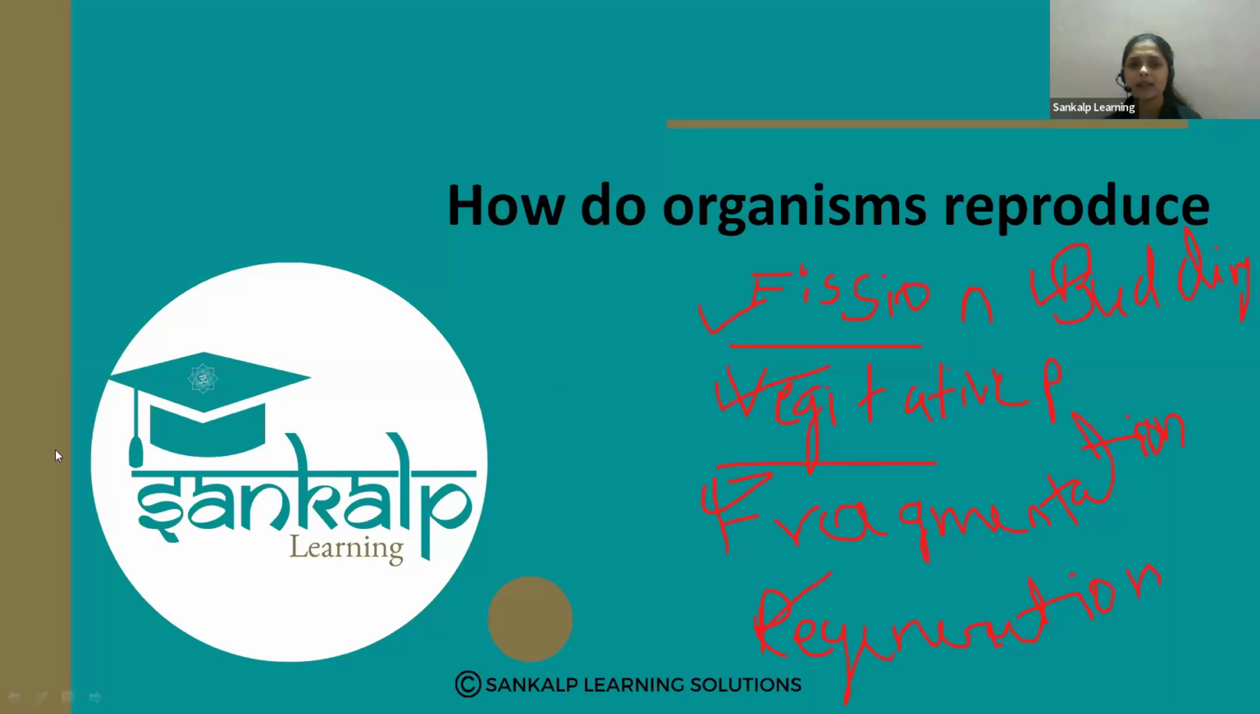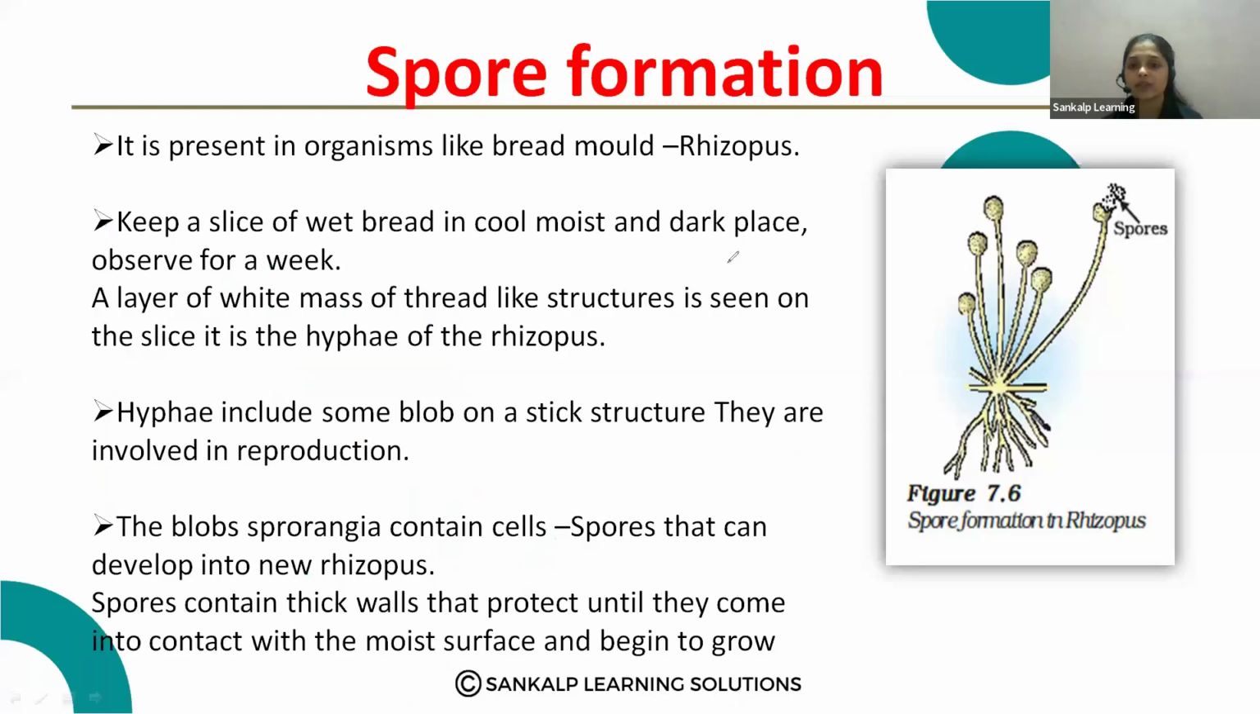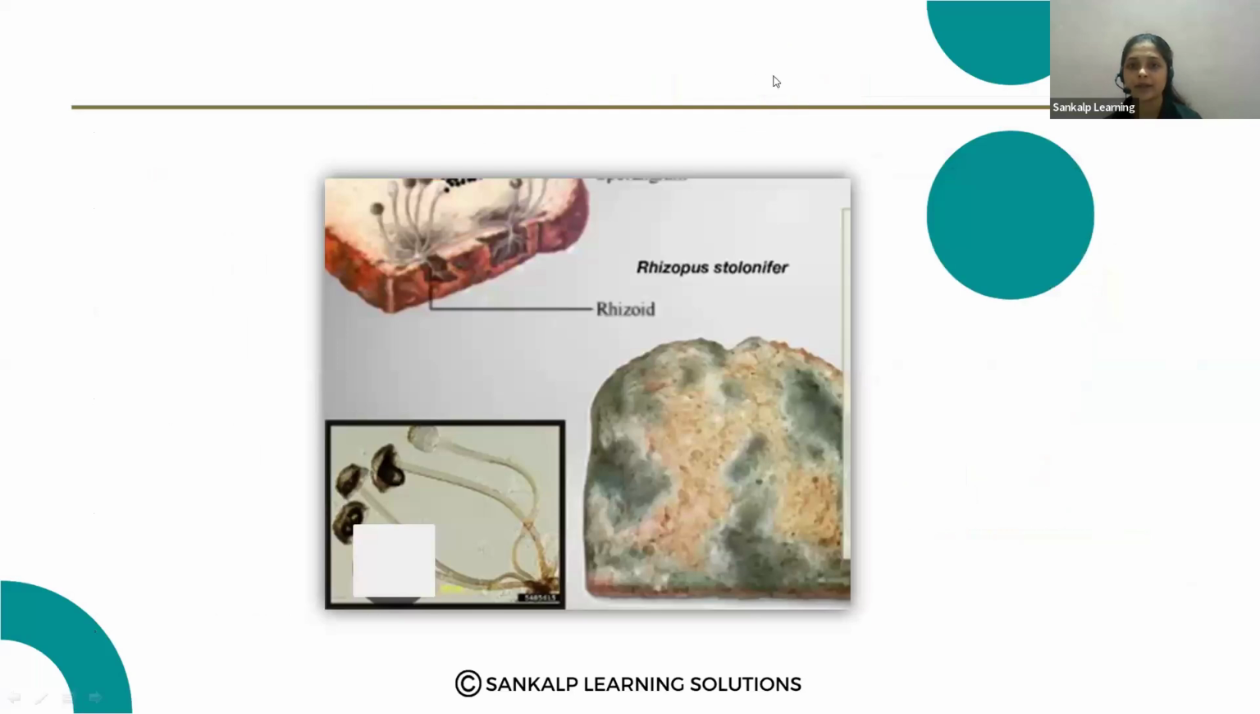Okay. Then in today's class, we are going to study spore formation. So what is the meaning of spore formation? It is also a type of asexual reproduction that we can observe in bread mold, which is also called Rhizopus. Bread mold is nothing but Rhizopus. It is a type of fungus. And where can we observe this spore formation? If you keep wet bread in a cool, moist, dark place, so bread, right?